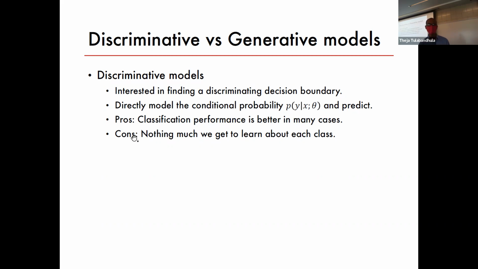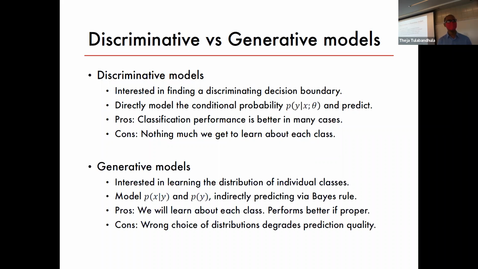The con of a discriminative model is that you're not really focusing on what the classes themselves look like. If you want to do more EDA or understand what each class means, it doesn't yield anything directly. Of course, you can use the data again to do some EDA. That's always possible. In contrast, generative models are interested in learning the distribution of individual classes.